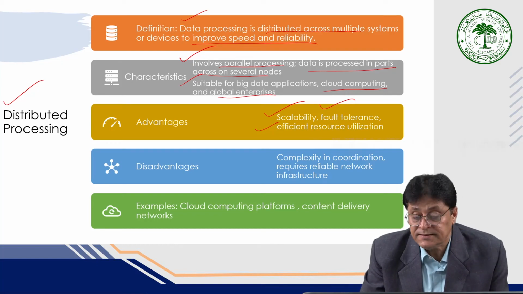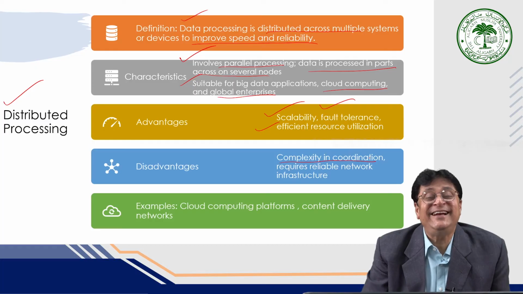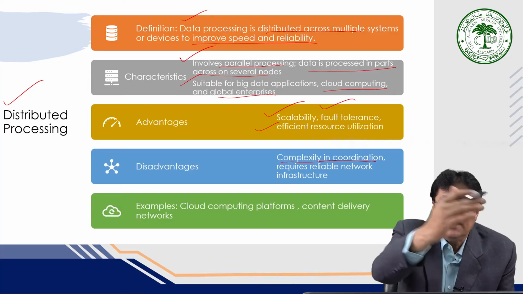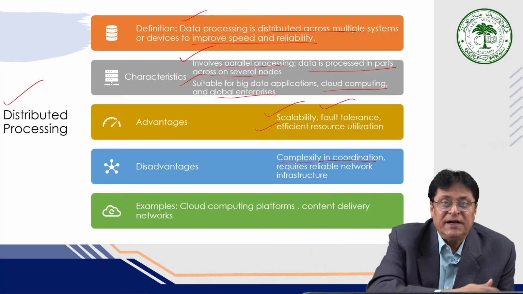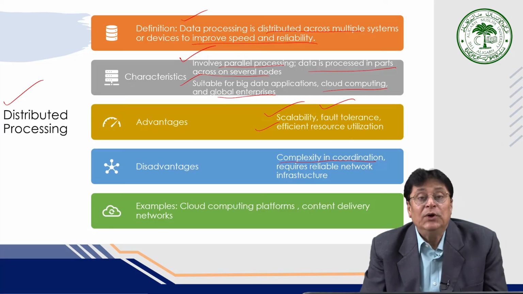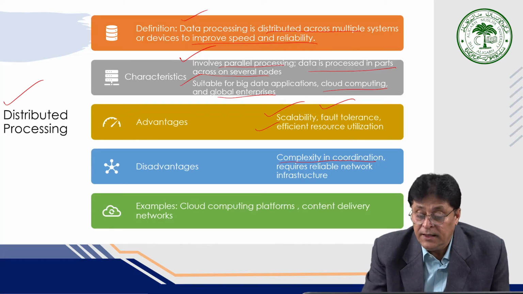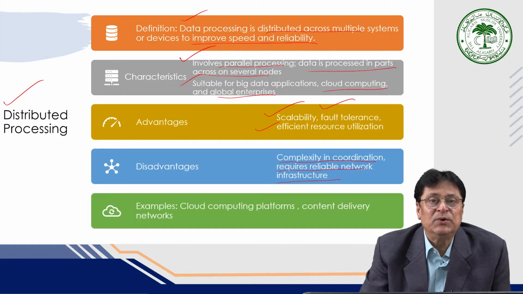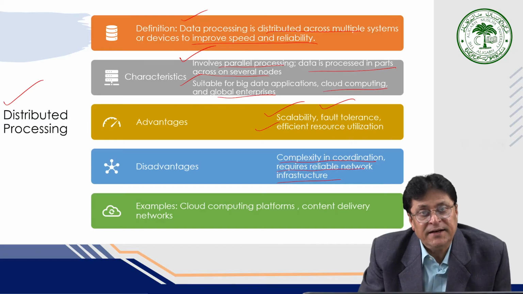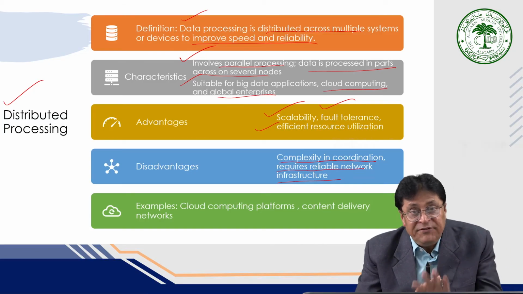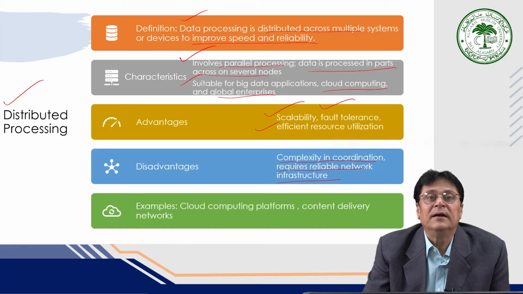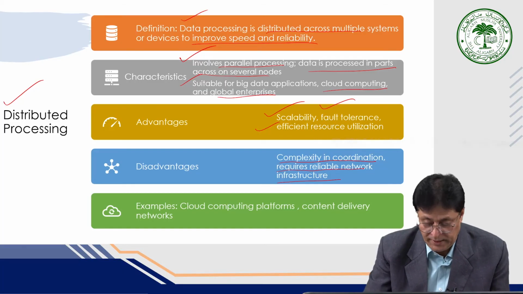What are the disadvantages? The complexity involved in coordination, as we have nodes which are distributed all over, so they need to coordinate with each other. It requires a reliable network infrastructure because all these nodes are distributed and interconnected. So, the availability of this network is the fundamental requirement for this kind of system to work well.